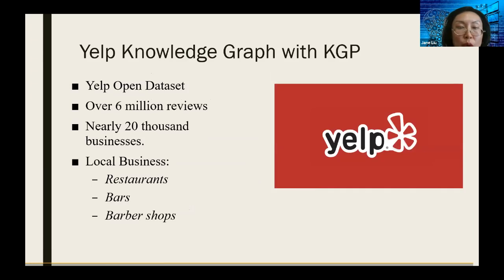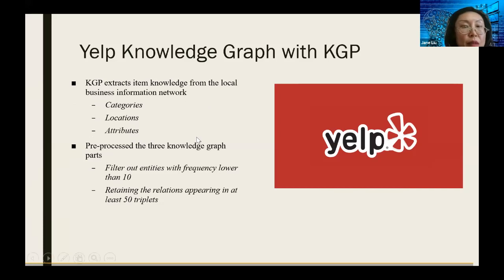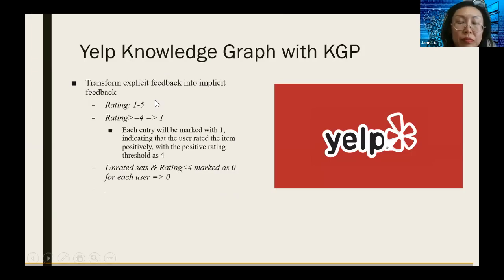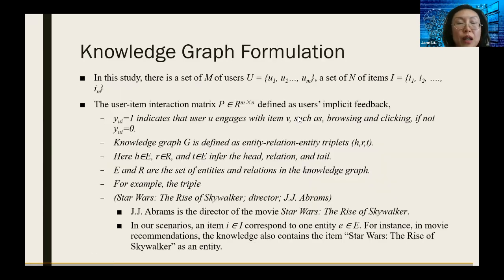The Yelp knowledge graph that we use here consists of 6 million reviews and nearly 20,000 businesses, like restaurants, bars, barber shops or spas, all kinds of businesses. It provides all the categories of the locations and all the attributes we mentioned earlier, like the city or the state, the drive-through, and other information. Those are different attributes. So we pre-process the data and build the relationships based on our study of the data, trying to select what kind of relationships we want in our knowledge graph. We also transform the rating data between 1 and 5 to just 0 and 1, to be more friendly for the recommendation system.